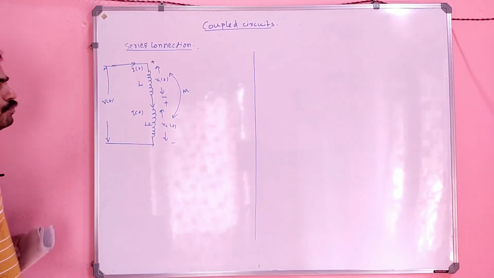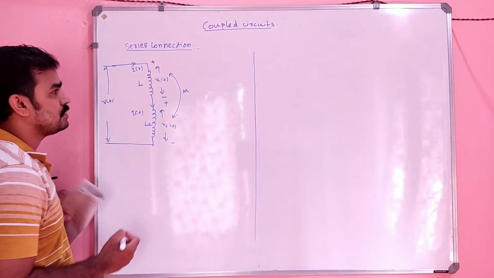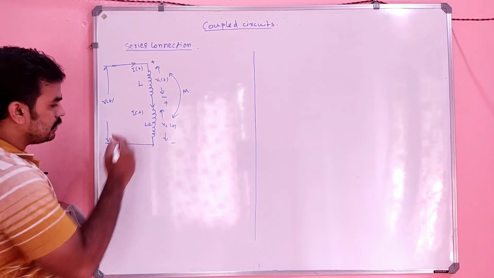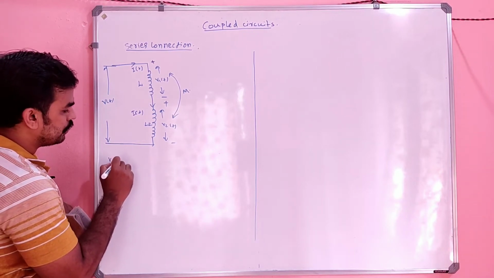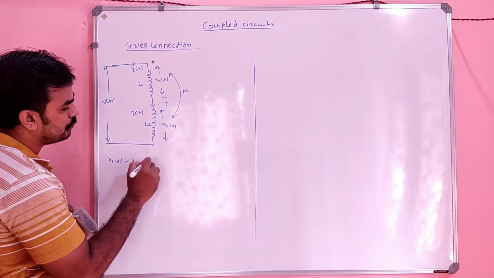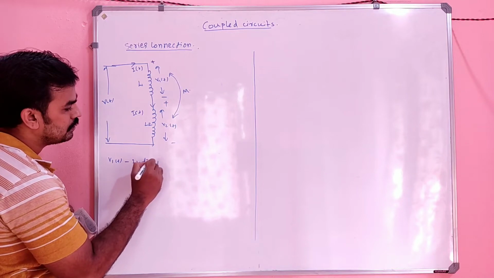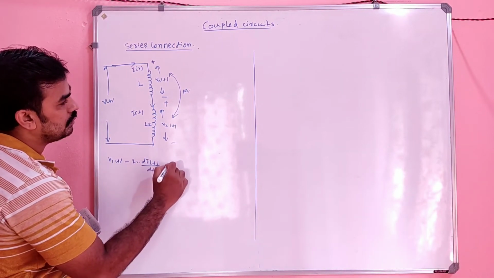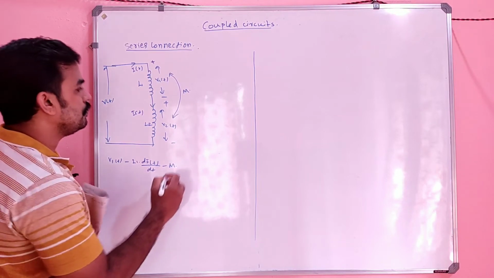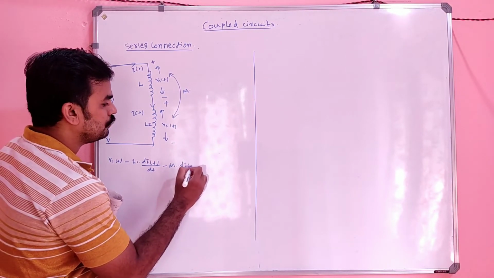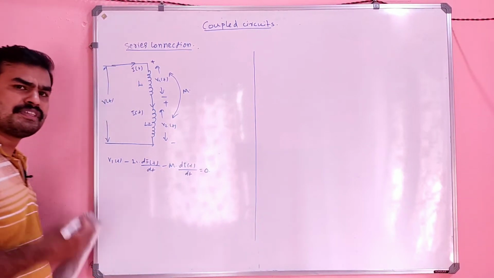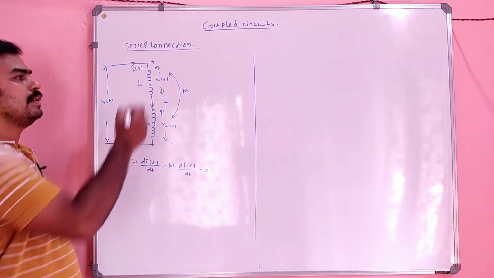How can we write the voltage equation for V1 of t first? I can write like V1 of t minus L1 into di of t divided by dt minus M into di of t divided by dt equal to 0. Can I write like this? Simple voltage equation regarding this V1 of t.